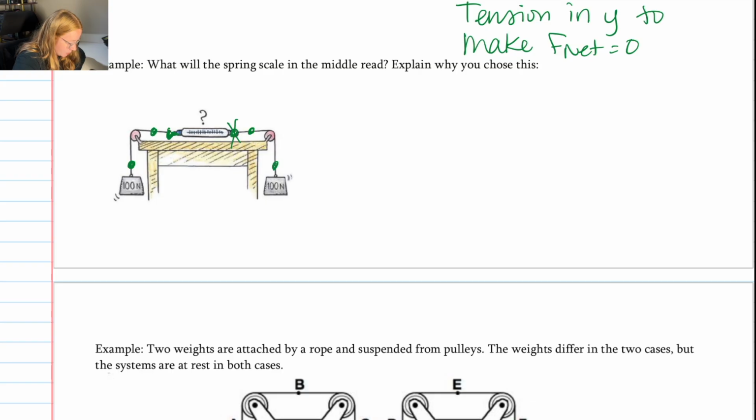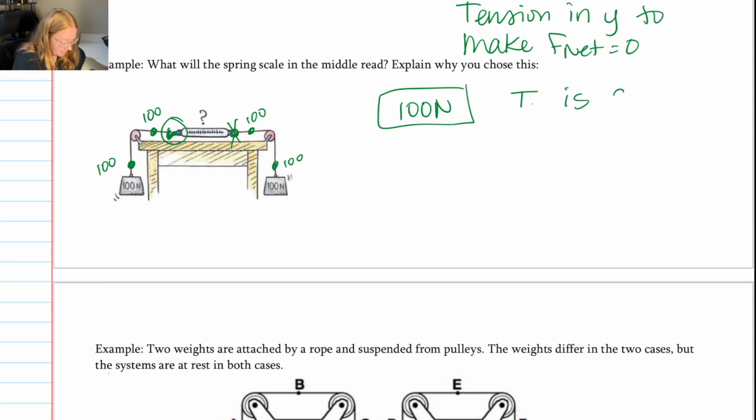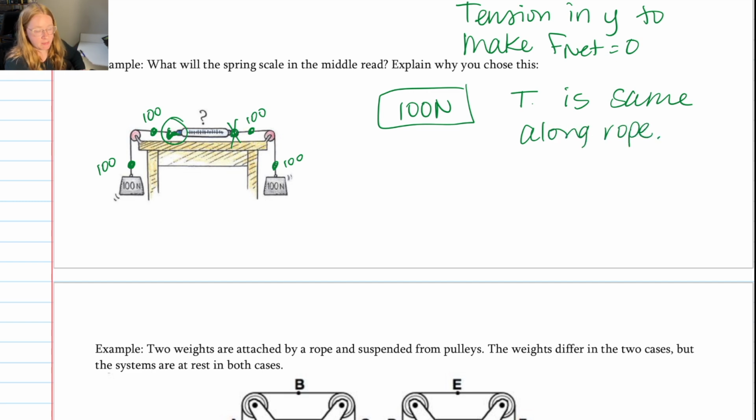So if this weight is 100 newtons, the tension should be 100 since it's at rest, I'm assuming. Meaning that even if it's over the pulley, that spot would be 100. Same thing would happen over here. But remember, the spring scale is only going to read on the hook side. So just 100 newtons should be what the spring scale reads. Remember that tension is the same along the rope, as long as it's the same piece of rope.